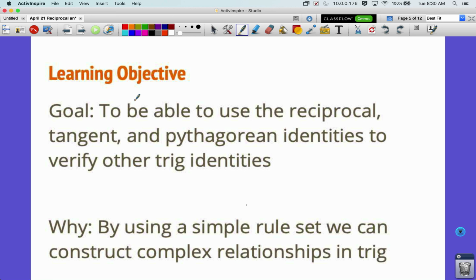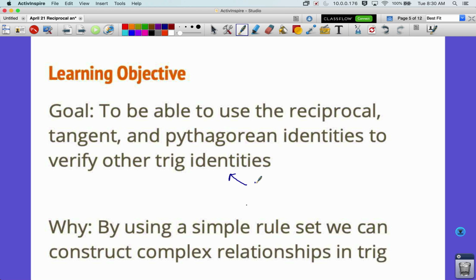All right, so that brings us to our objective for the day. Our goal is to be able to use the reciprocal, tangent, and Pythagorean identities to verify other trig identities. Why we're doing this? By using a simple rule set, we construct complex relationships in trig. So what is this word identity that keeps popping up?